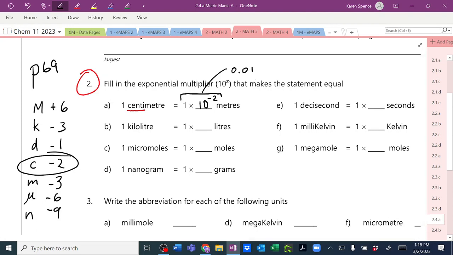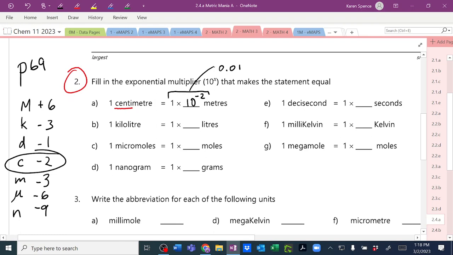Let's try one more while we're here. Megamole. If I want to write that as plain moles instead of a mole with a prefix in front of it, I'm going to replace the mega with the power of 10.